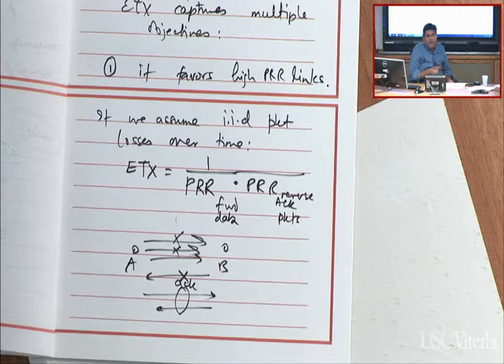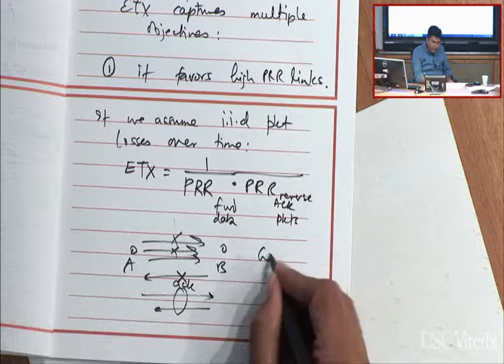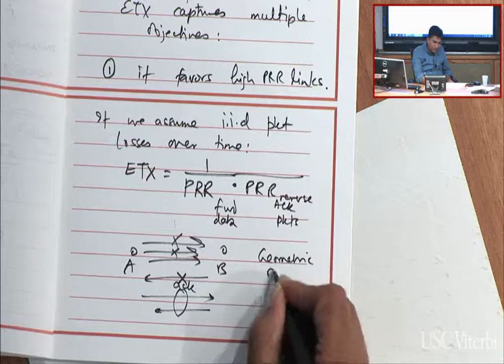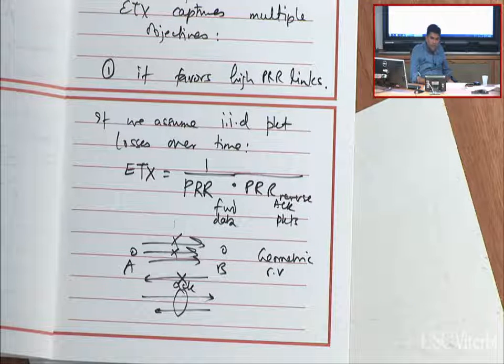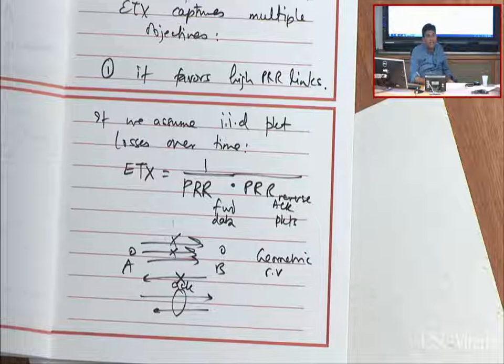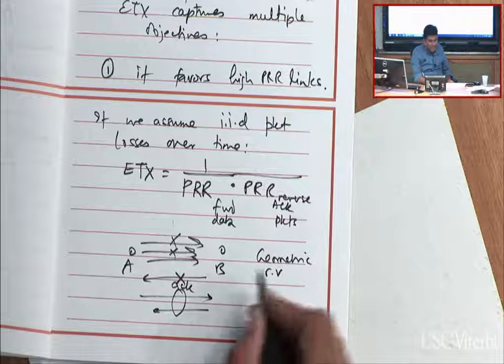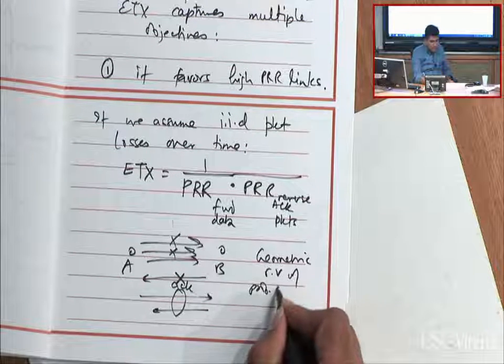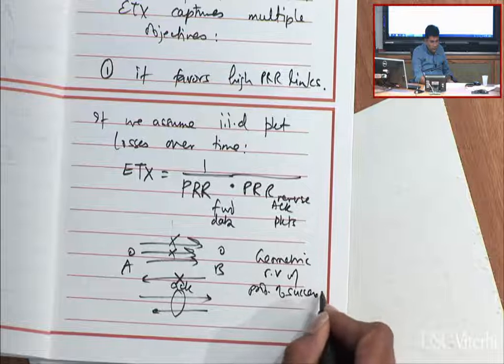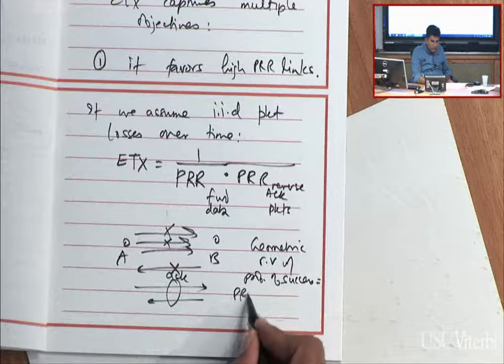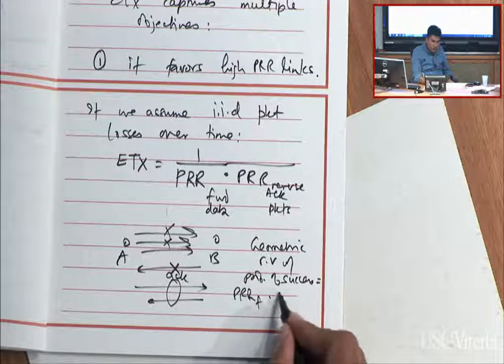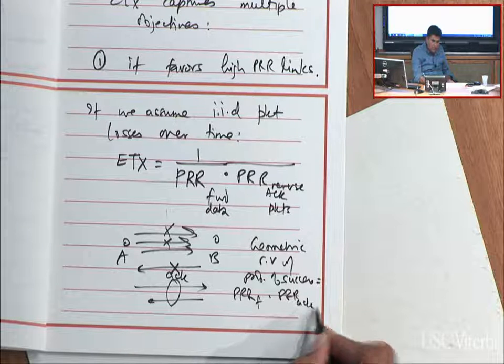Okay? Now we have a geometric random variable, where it's like I'm tossing a coin and I'm waiting to ask how long do I need to keep tossing till I see a heads. In this case, till I see a success. And the probability of success in this case is just the product of those two. Right? So the PRR of the forward direction times the PRR of the ACK.